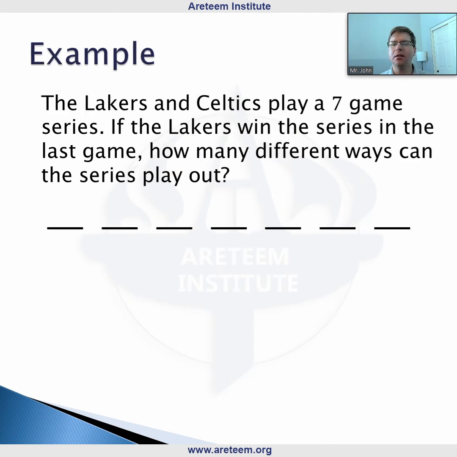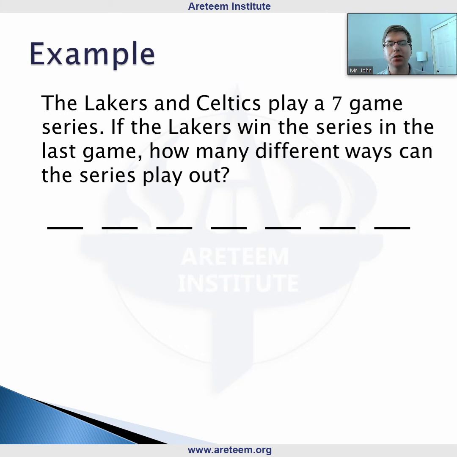Let's see one final actual example here where we're solving a slightly more interesting question. So the Lakers and Celtics play a 7-game series. If the Lakers win the series in the last game, how many different ways can the series play out in that case? So 7-game series, that means it's the first to 4 wins, right? So you need to get 4 wins. 4 out of 7 means you won the series.